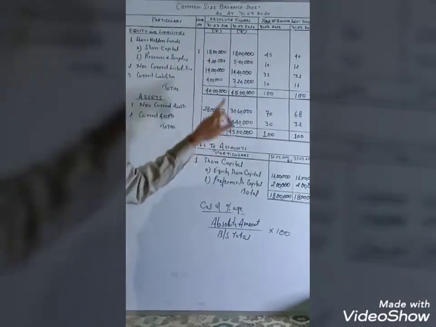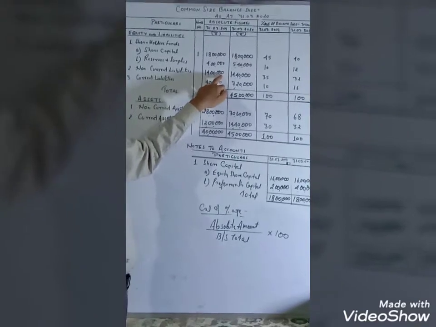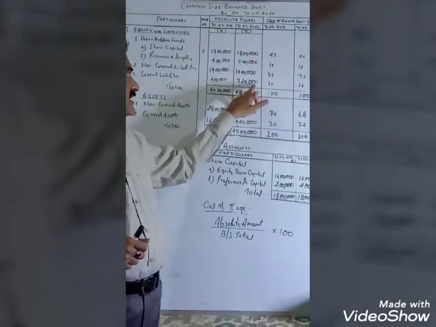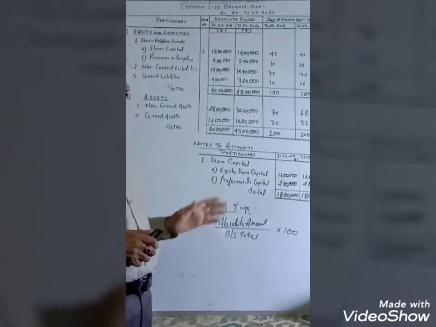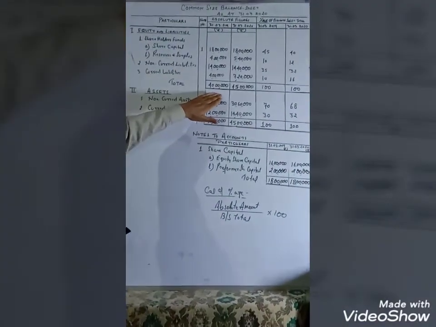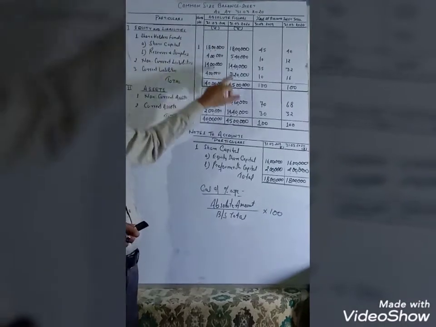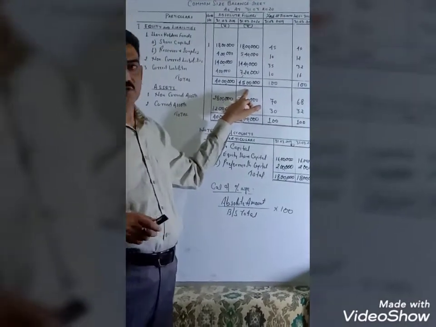Second major head is non-current liabilities. Under it, for 2019 it is rupees 14 lakh and for 2020 it is 14 lakh 40,000. And third major head is current liabilities. It is rupees 4 lakh and 7 lakh 20,000 respectively. Now we have to make a total: 40 lakh for the year 2019 and 45 lakh for the year 2020.